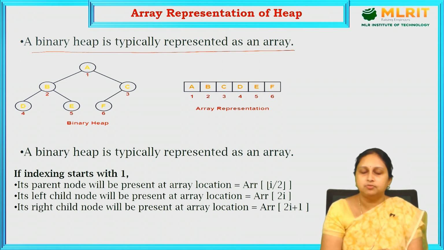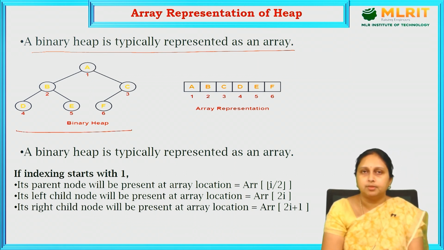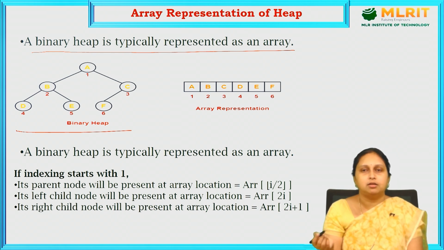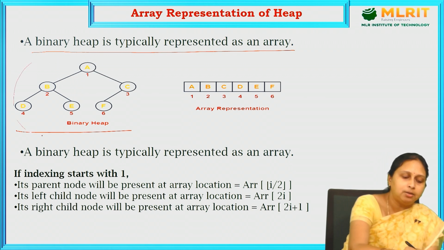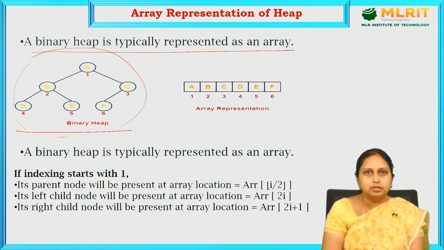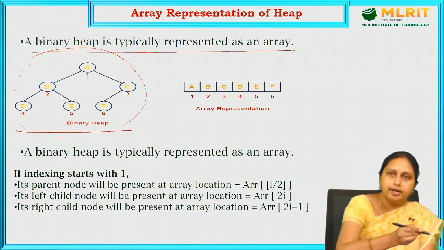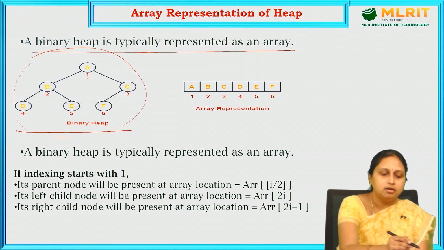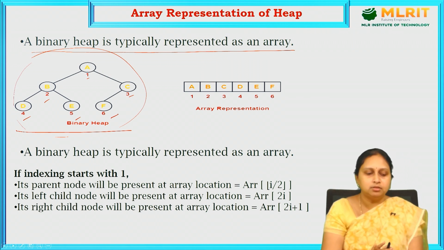As we have seen, if I write a program based on this heap, I can't show this tree representation as my output. But how can we see the output? We can store it in terms of an array and see the output. If I have a binary heap representation like this, how will it be represented in an array? Let us see. I am going to start its indexing from 1, 2, 3, 4, 5, 6. Level wise we have given the values, right?